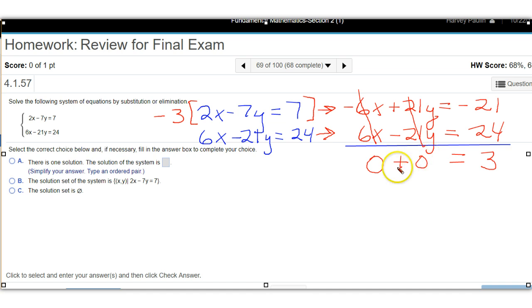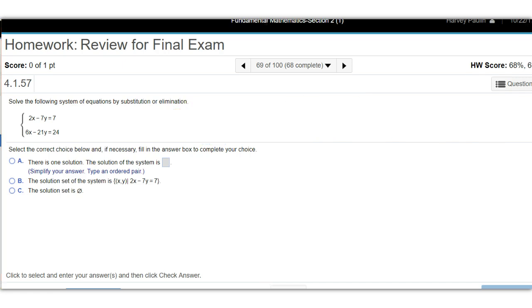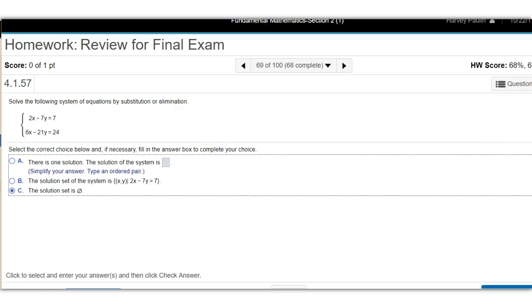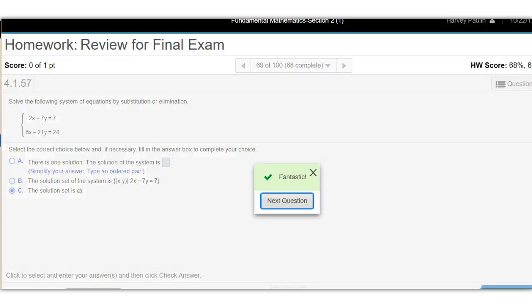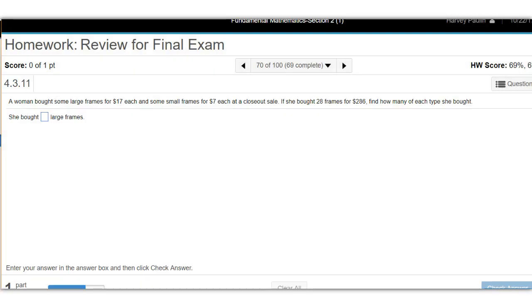So this is an example of one we just spoke of, when one side equals 0 or something, and the other side equals something different. These equations are parallel lines, and there will not be a solution. So our answer is letter C. So we give it a try here. Check our answers. And we see we have that one correct.